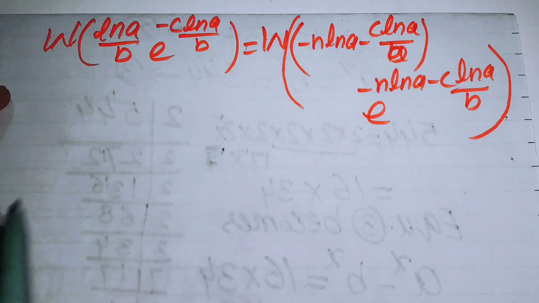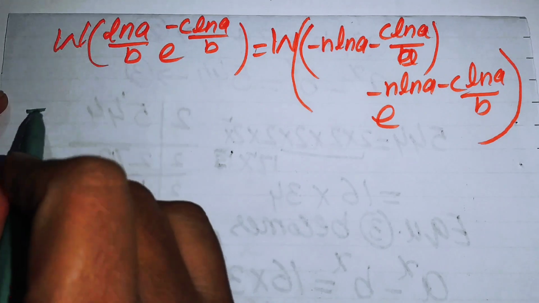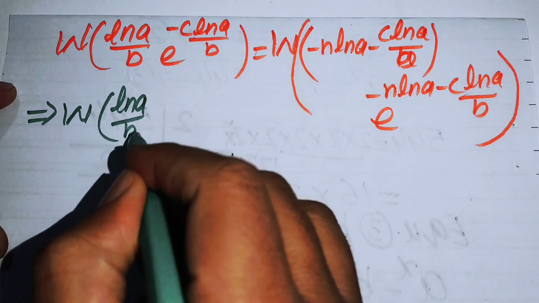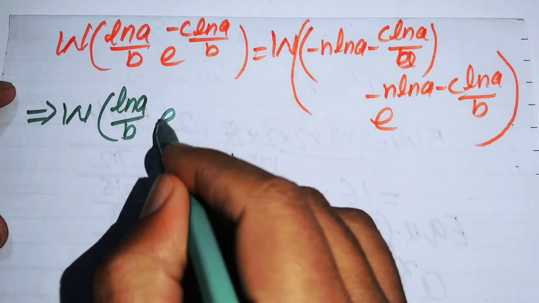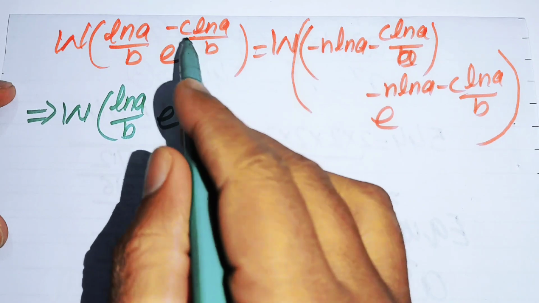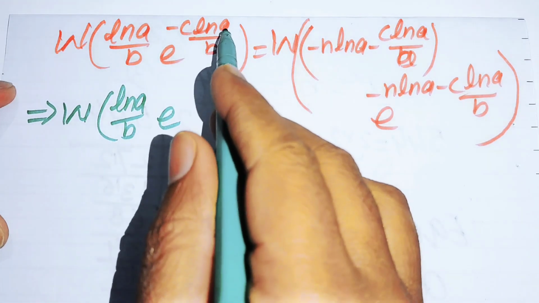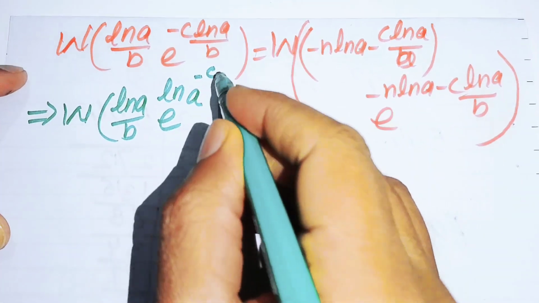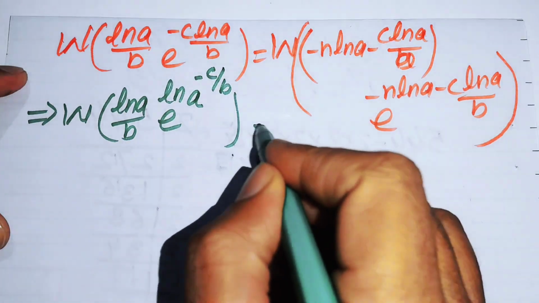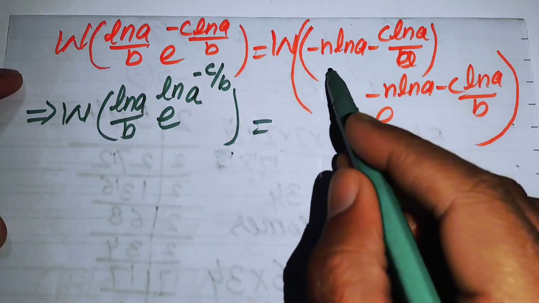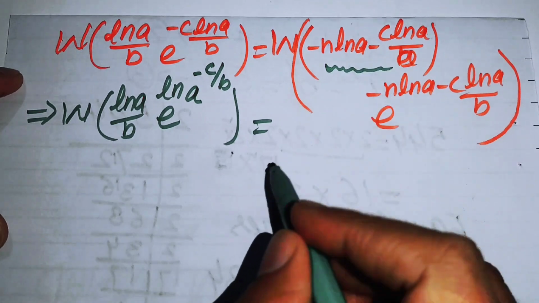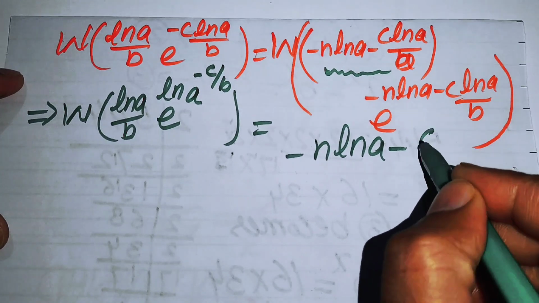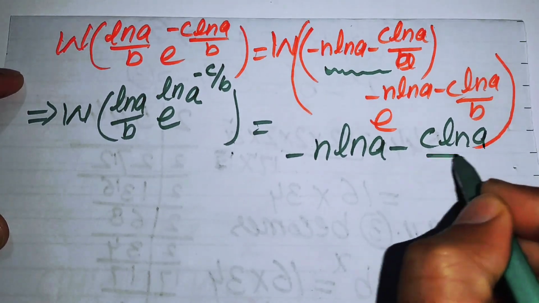And now in the next step we will just simplify the terms, and on the left hand side you see here we have log of a over b, and in the exponent of e we use the property of log and we move minus c over b to the power of a, so you get ln of a to the power of minus c over b, and it is equal to, here we got the output of this term, so you have minus n times ln of a minus c times ln of a over b.